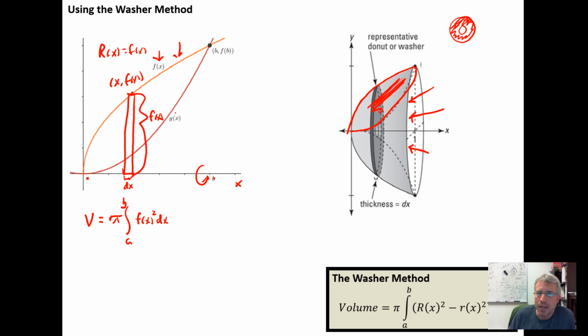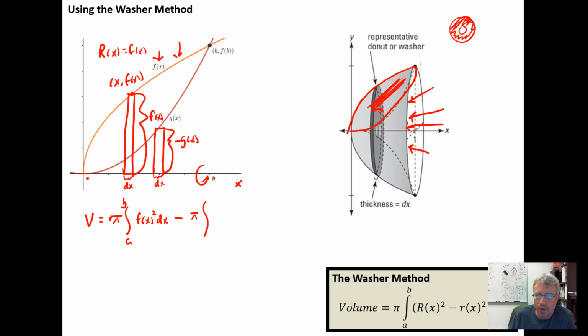And then what I want to recognize is that this includes the volume underneath g of x, which I want to exclude here. So the idea is, well, then just rotate g of x about the x-axis. These widths are still going to be dx's. I'm still going to be running from a to b, but now my radii of revolution will be given by the function g of x. So I just subtract off the extra volume.